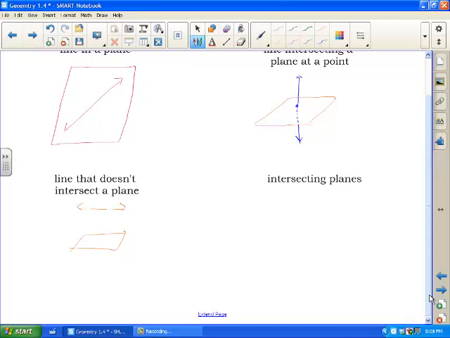Okay, moving on to intersecting planes. Now this one gets a little crazy. So I want you to start by drawing one plane, and instead of doing that parallelogram, why don't you start with just a rectangle? And then across the middle of our rectangle, we'll draw a line. This is going to be our intersection. We learned in our last postulate that the intersection of two planes is a straight line.